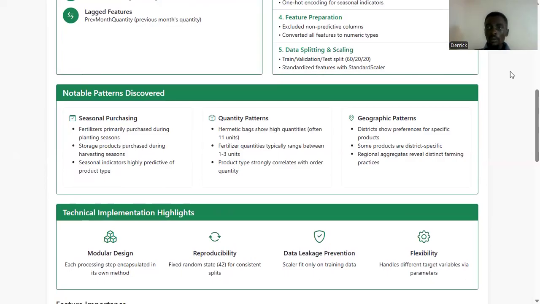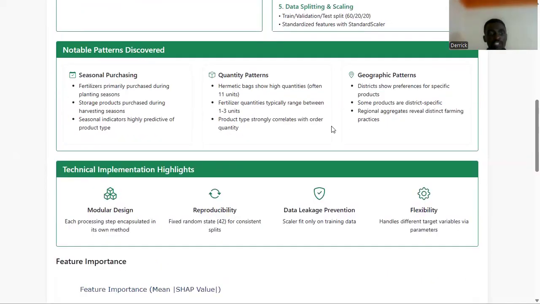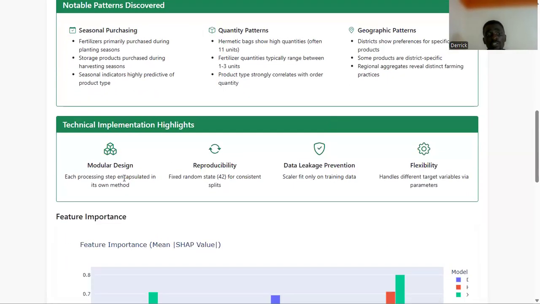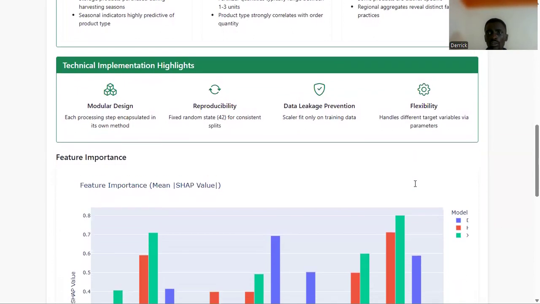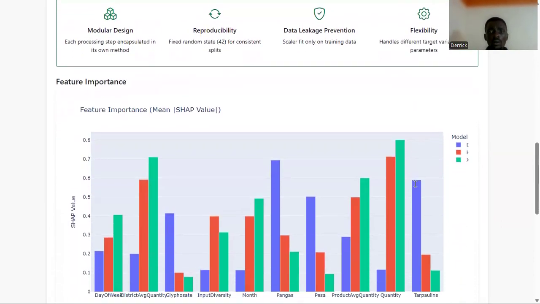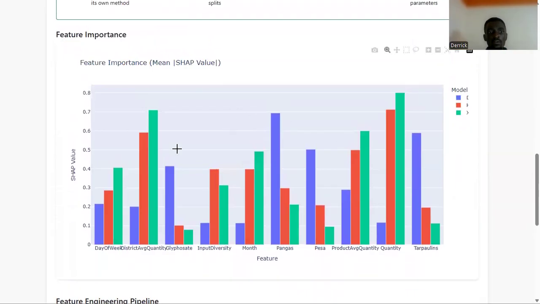And the technical implementation: modular design, each processing step encapsulated in its own method; reproducibility, fixed random state of 42 for consistent splits; and data leakage prevention, we designed a scaler fit only on training data; and flexibility, 100 different target variables via parameters. So that's why our models managed to train and yield confident results. And then this is our feature importance SHAP analysis.